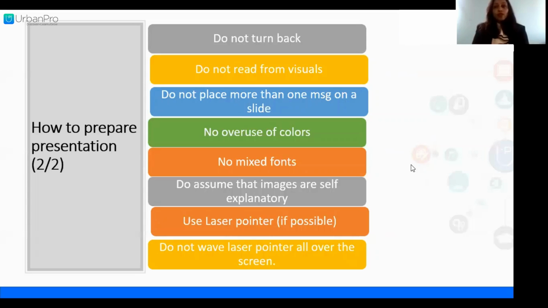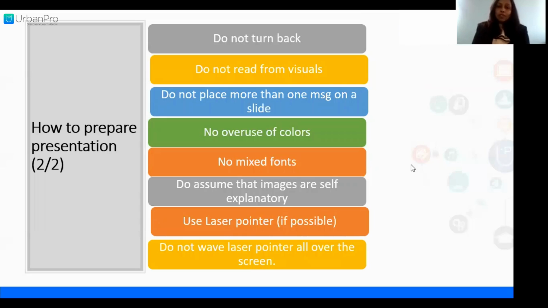No overuse of colors. Nowadays, it has become a trend to use too many colors. You can see that I have also used multiple colors here. But if you are giving a very professional presentation, it's better to use very moderate colors, and not mix a lot of colors. No mixed fonts. As I already said, if you are using a font size of 30, then the complete presentation should be of the same font size. Change it when it is really required, not just to make it fancy.